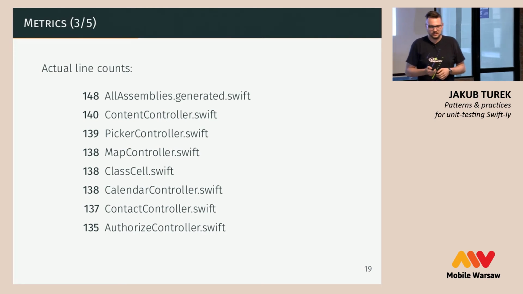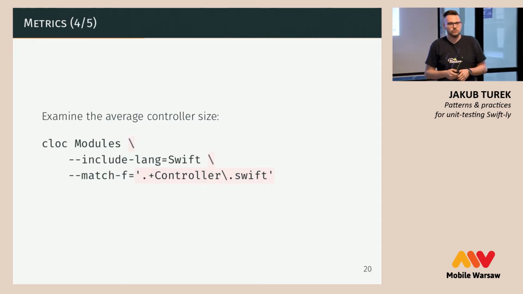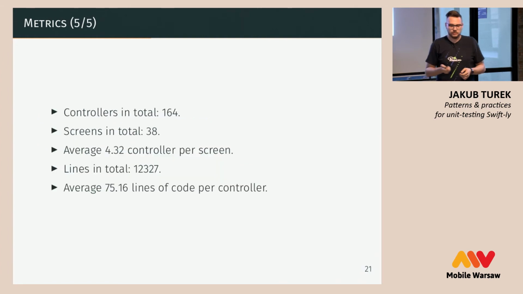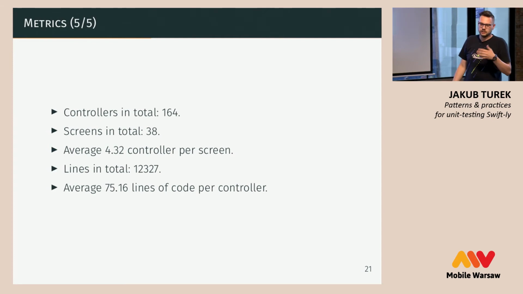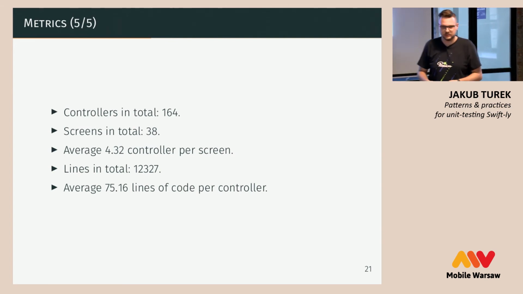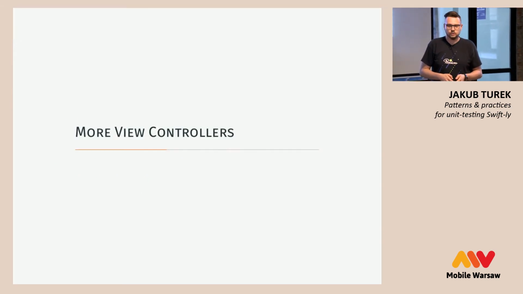And how can you do that? To check that, we need to examine the other metric, which is the average controller size. If we would run that on the project we were working on, it turns out that we have 164 controllers in total, where we can navigate to 38 screens in our app, which gives us more than 4 controllers per 1 screen. And those controllers contain like 12,000 lines of code in total. So if you divide that by the number of controllers, you will see that the average controller is 75 lines long. So the problem to solve in here is just add more view controllers.